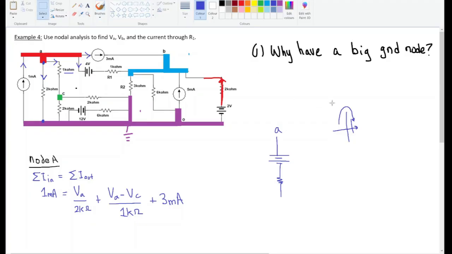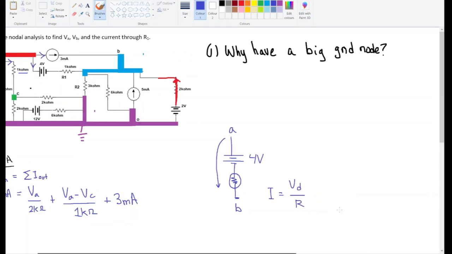And the amount of energy that you lose, or the amount of voltage that you lose, is actually equal to the voltage of the battery. So 4 volts in this case, because that's what the battery voltage is. And then you have to go through this 1 kilo ohm resistor, and then you end up at node B. So this current that's moving through here is equal to the current that's moving through the resistor. And the current that's moving through the resistor is same deal. V drop over the resistance.